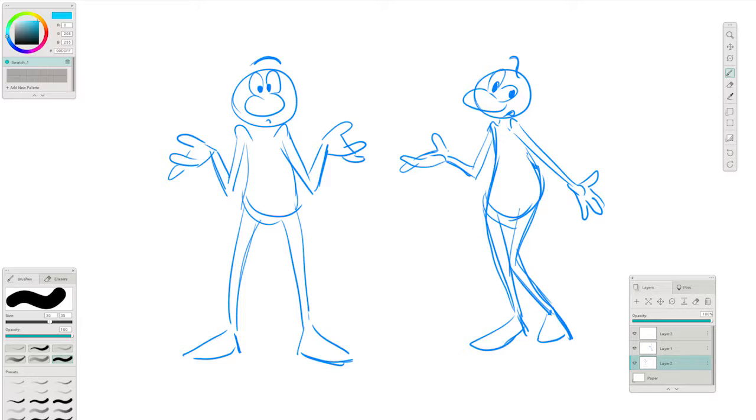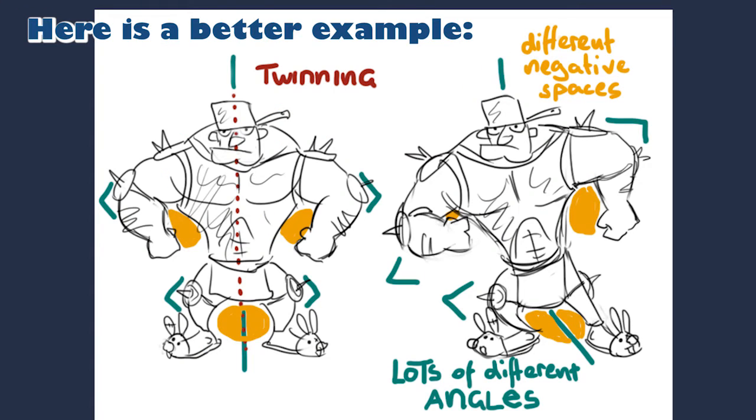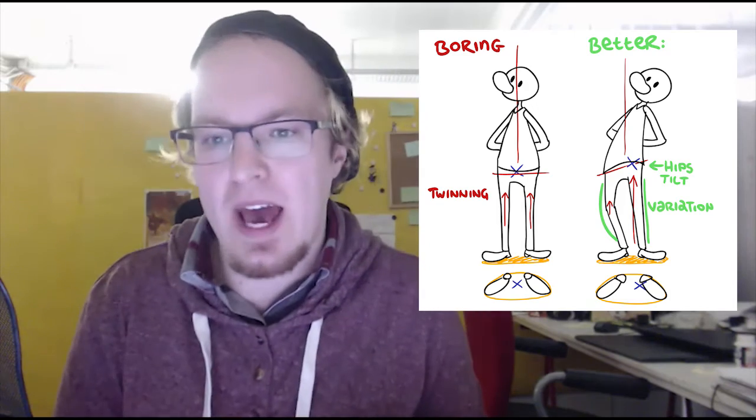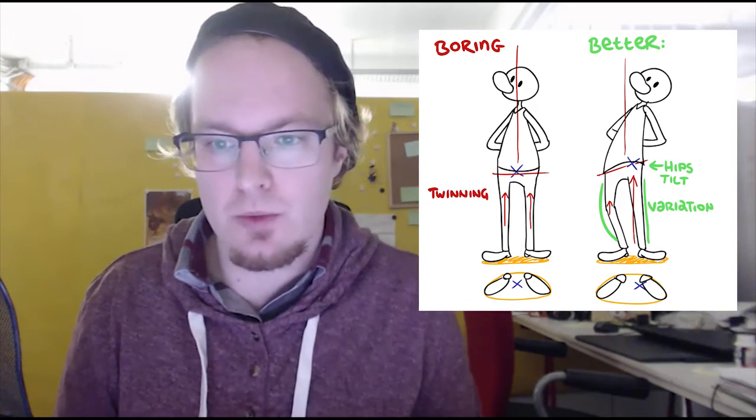Usually if you try to find poses, you would make 50 thumbnails until you find the best pose. But you can see that the second pose is already a lot more interesting. And that is because we applied contrast to many elements of the drawing. For example, this pose here is mirrored. This is called twinning, and it's not always bad. Sometimes you want to have a certain monotony or harmony or symmetry in your picture.